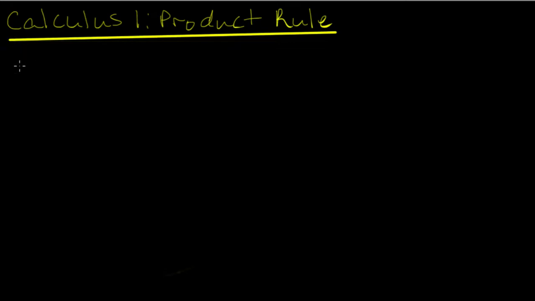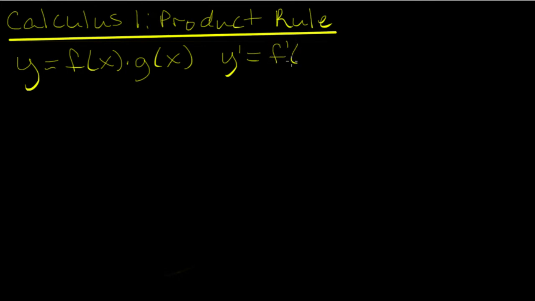Calculus 1 known as the product rule. And the product rule states that when we have a function, we'll call it y, that is made up of two functions, f of x and g of x, multiplied together, then we can take the derivative of this function by saying that is the derivative of f times g plus the derivative of g times f.